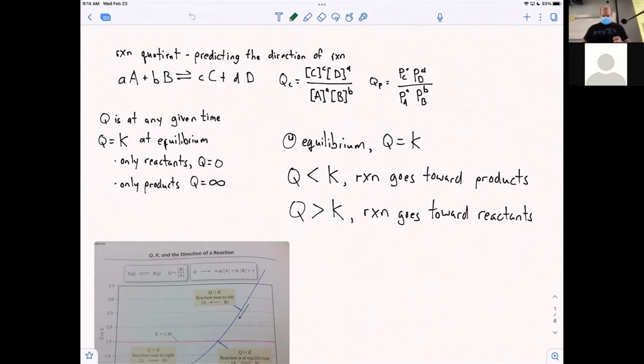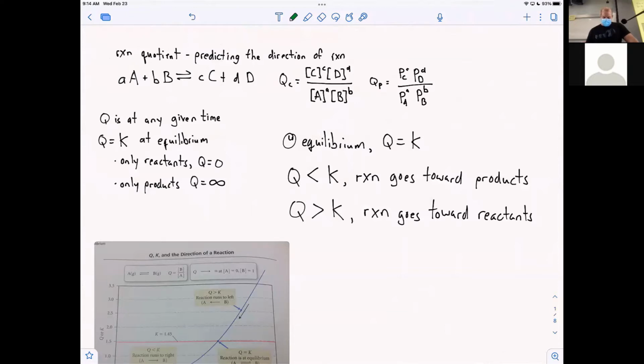But building up to that, we have this idea of reaction quotients, for predicting the direction of a reaction. Here's the generic chemical equation, and the reaction quotient, Qc for concentration, is just like the equilibrium constant: products over reactants raised to their powers. And Qp, the quotient with respect to pressures for gases, is the same idea, but it's just at any given time.